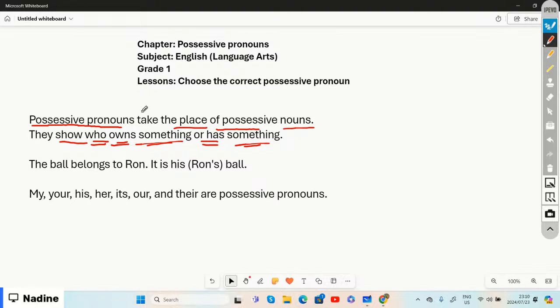All right. And if we look at an example, we can say the ball belongs to Ron. So it's something that belongs to Ron. If something belongs to Ron, then we can say it is his ball. Instead of saying it is Ron's ball, because remember we are taking the place of the noun, which means that we are using the pronoun. We're going to say it is his ball, because his refers to Ron.